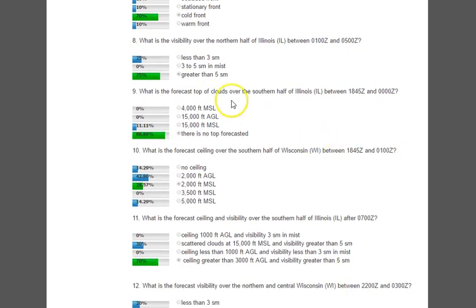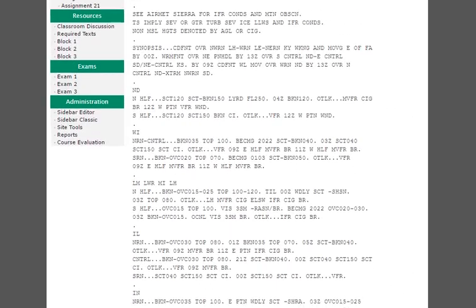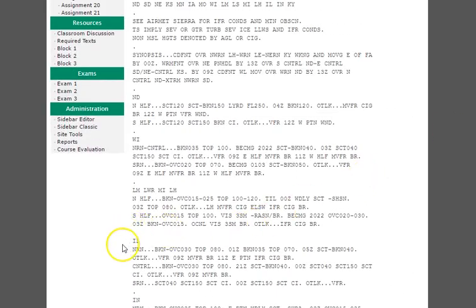Now we'll get into questions about ceilings and visibilities. What is the visibility over the northern half of Illinois between 1 and 5 Zulu? Here's Illinois, northern half, between 1 to 5 Zulu would be this block of time, and you see that there is no forecast visibility. If there's no forecast visibility, then it means it's more than 5 miles. If it's less than 5 miles, you'll only see typically between 3 to 5 miles.